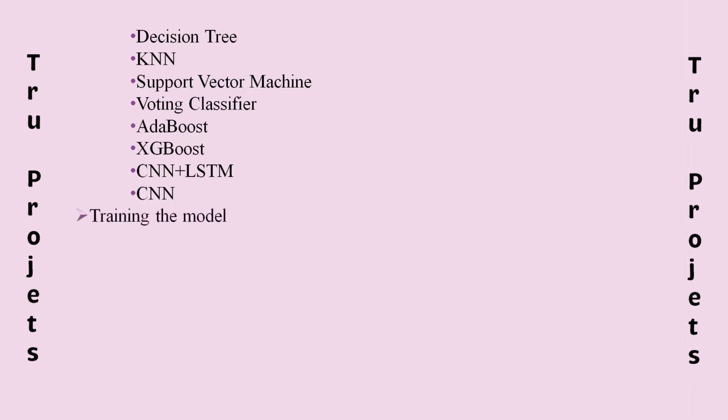Training the model. This step involves feeding the cleaned and pre-processed dataset into different machine learning models, including random forest, decision tree, KNN, SVM, AdaBoost, XGBoost, CNN plus LSTM, and CNN. The models are trained on this data, learning the patterns and relationships between patient features and CKD stages. The aim is to prepare them to accurately predict CKD stages for new patients.